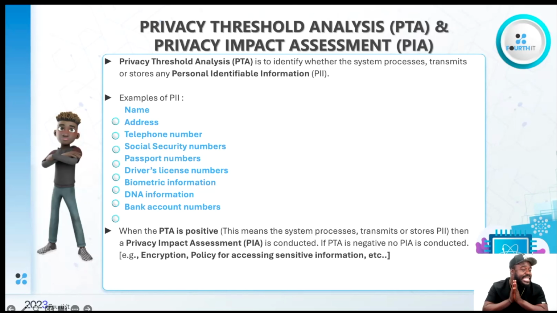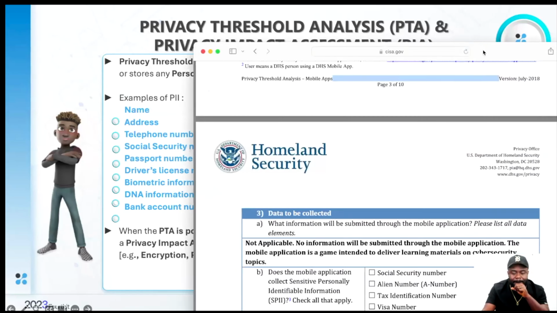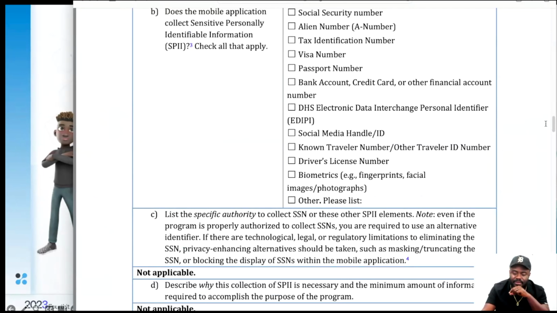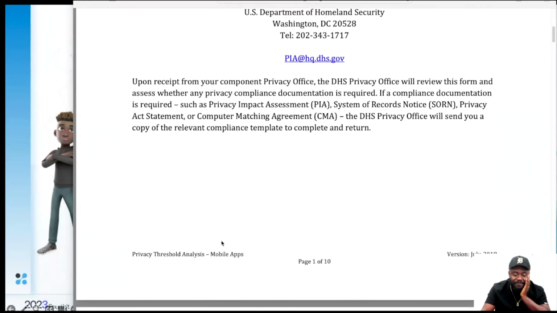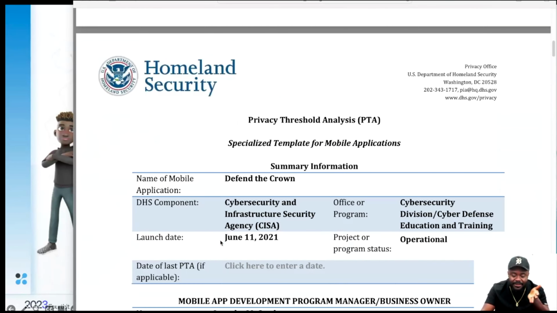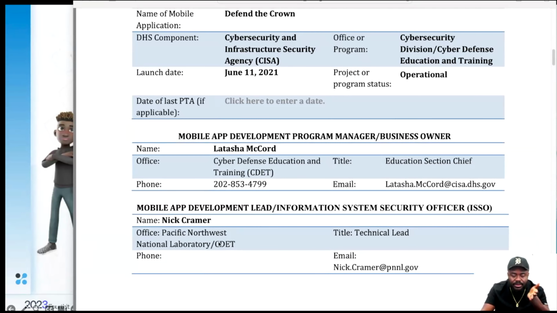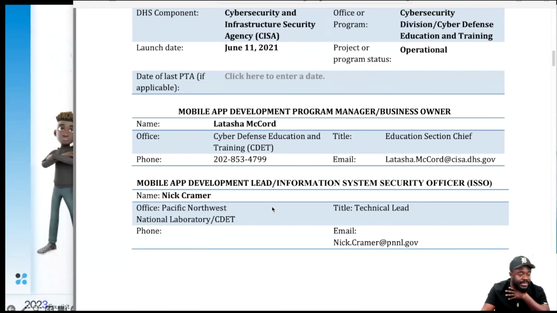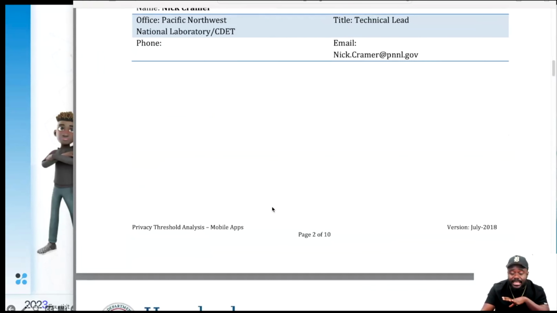So the PTA is a questionnaire that we use to determine if an information system contains PI and whether a PIA is required. If that is required, then we need to do what? A PIA. So this is how the document looks. Your job is just to come in and fill in the details. And all of these are templates.